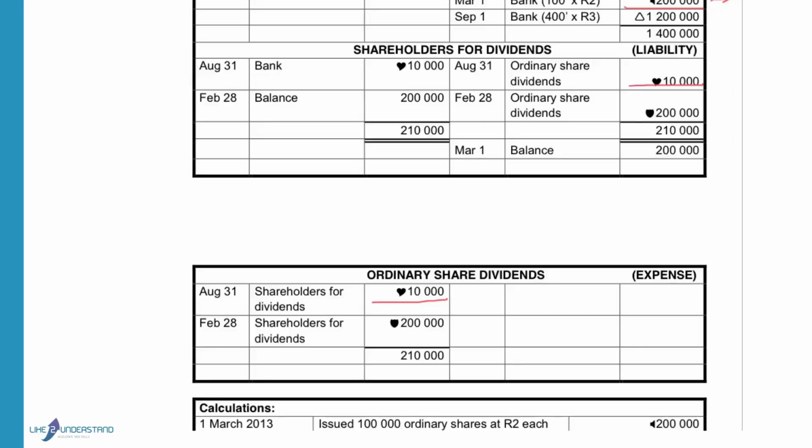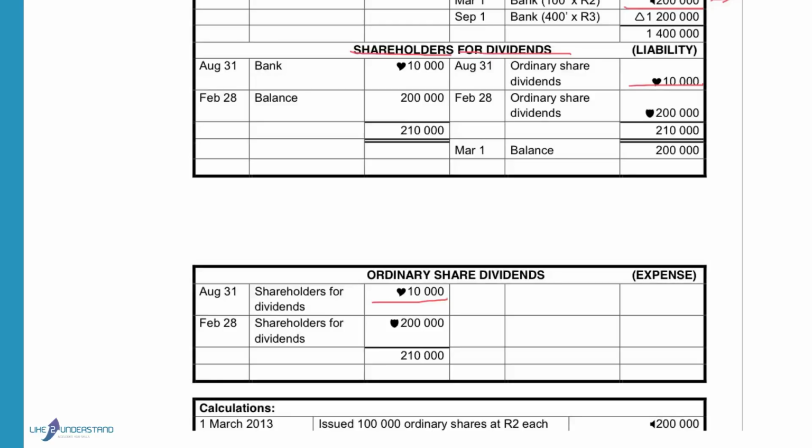The shareholders are the owners of the business. Why do we owe them money? For the dividend. So it means that we have a liability here to the shareholders that the business must pay them money. So they're basically like a creditor at the moment, and we indicate why we owe the shareholders money, and it is for the dividends that was declared.